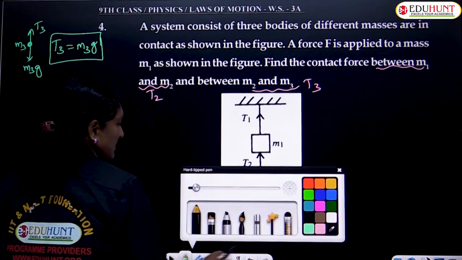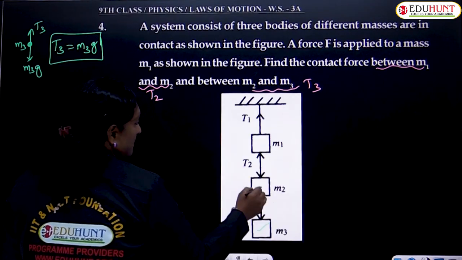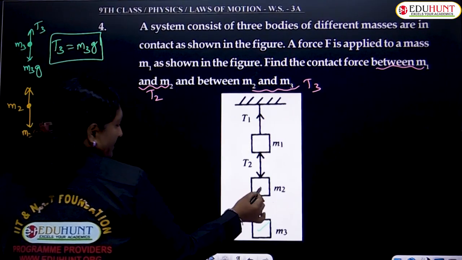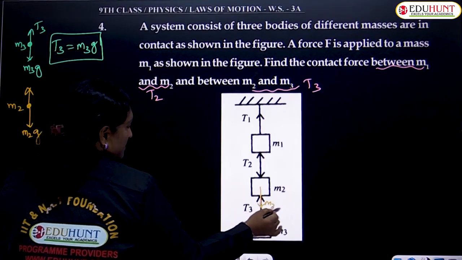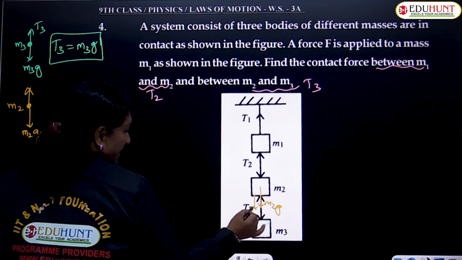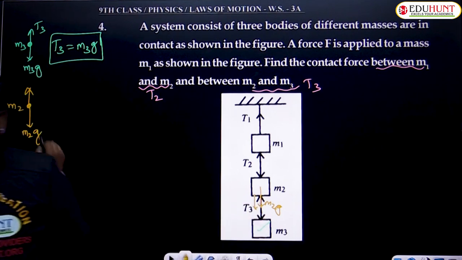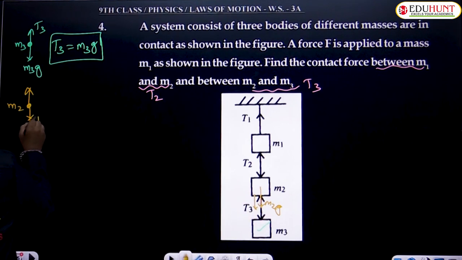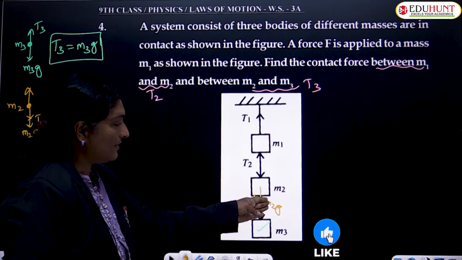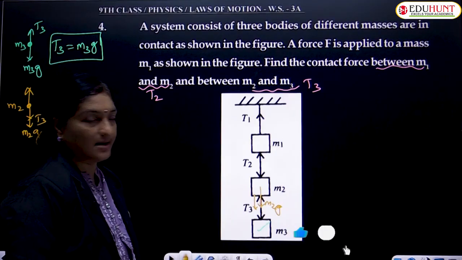Now let us move to the next part. So what is the next part? M2. So let us focus on M2. So here it is M2. The weight of the M2 is no doubt acting downwards. Along with that, tension is also acting downwards. How much tension? T3. So two downward forces are acting: one is the weight of the body as well as the tension in the string.